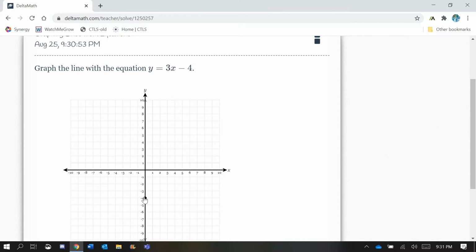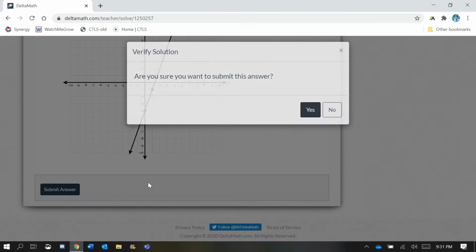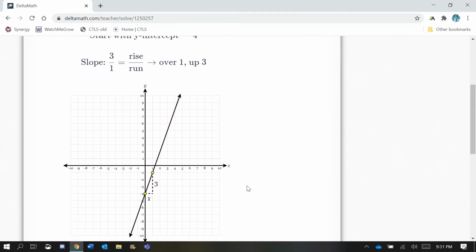I'm going to start at negative 4. My slope's 3. That means up 3, but over 1. Okay, so there's always that imaginary 1 that it's over. So we'd start at negative 4 and we'd count our slope. And there's our mx plus b.